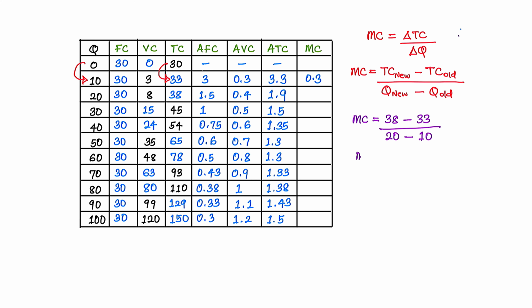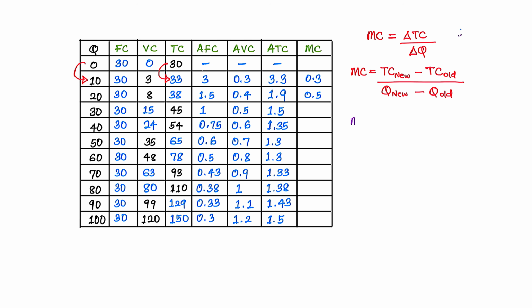So the marginal cost equals 38 minus 33, that will give us 5, divided by 20 minus 10, that will give us 10. And 5 divided by 10 means the marginal cost is 0.5 per unit. So when we increase our output from 10 to 20, the incremental cost per unit when the cost increases from 33 to 38 is 0.5 per unit.